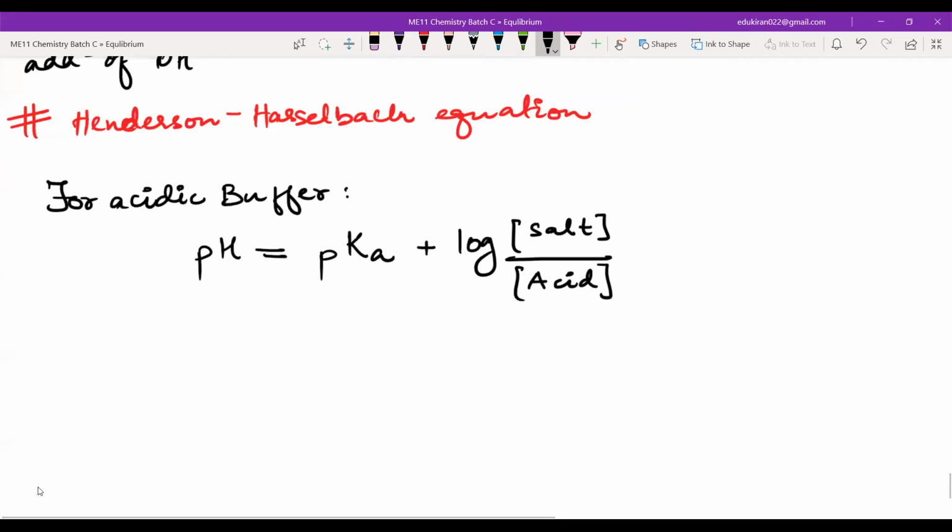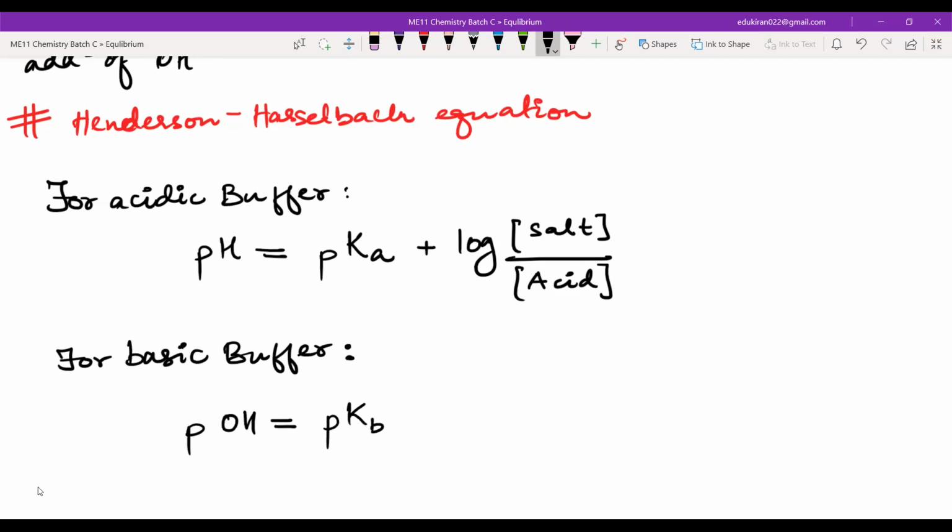Then for basic buffer, you will calculate the pOH, and this will be equal to the pKb of the base, weak base that you have taken, plus log of salt, that means the concentration of salt divided by the concentration of base.